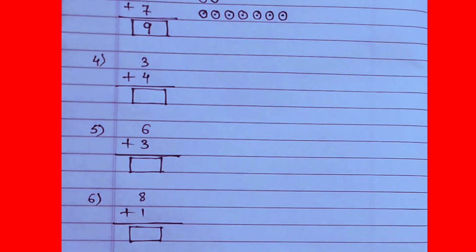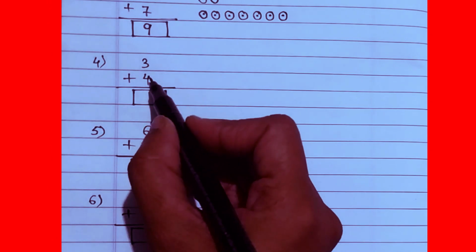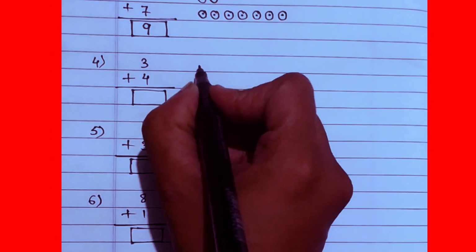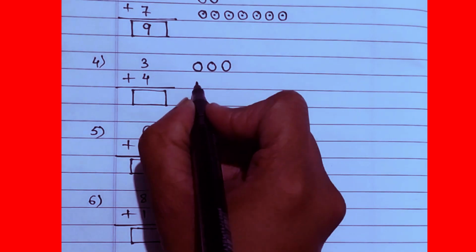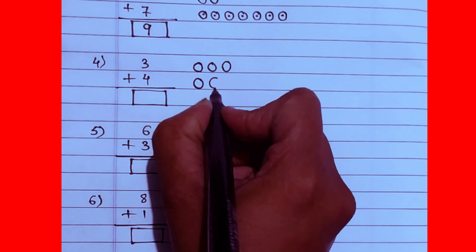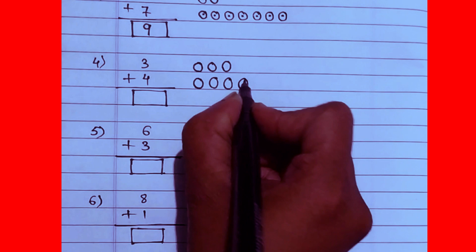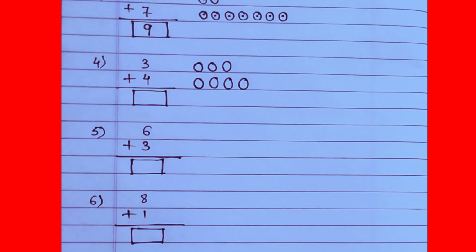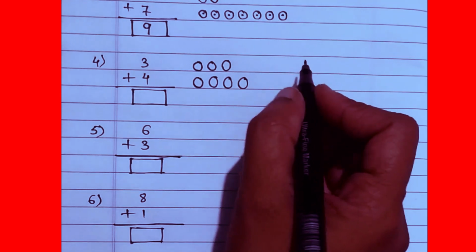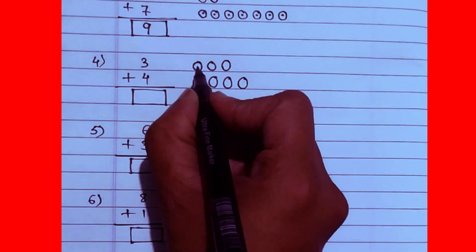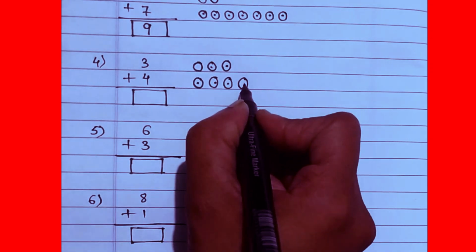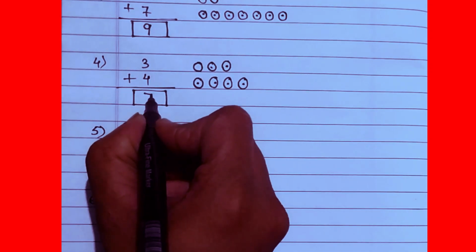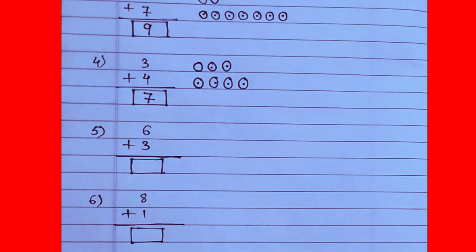Okay, next example is 3 plus 4. In front of 3 draw 3 beds. 1, 2, 3 and in front of 4, draw 4. 1, 2, 3, 4. Now add all these beds together. 1, 2, 3, 4, 5, 6, 7 and write 7 in the given bracket.